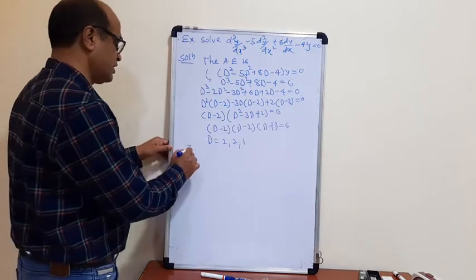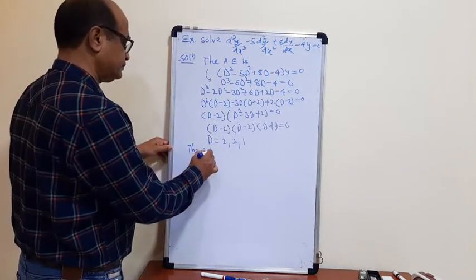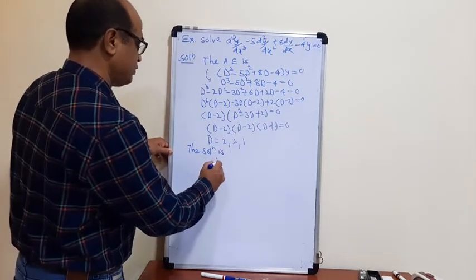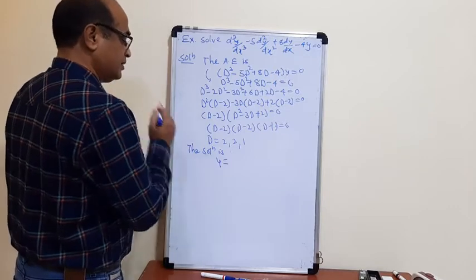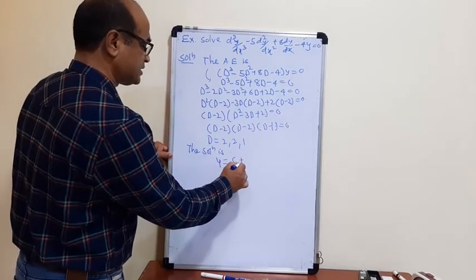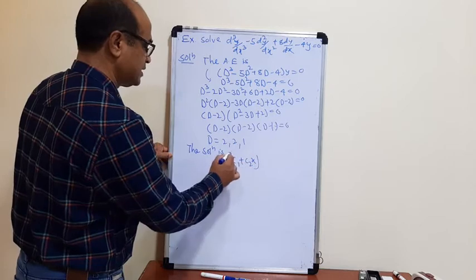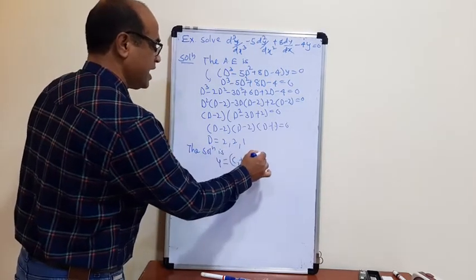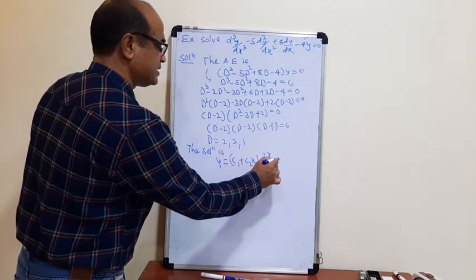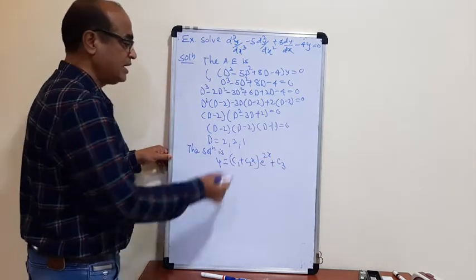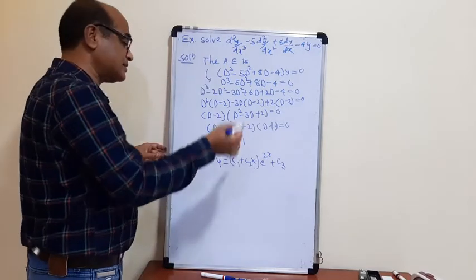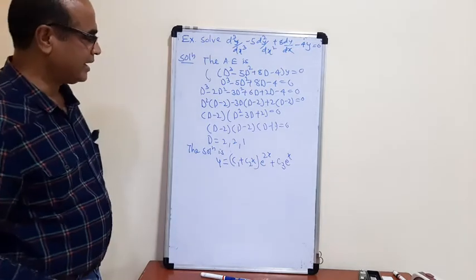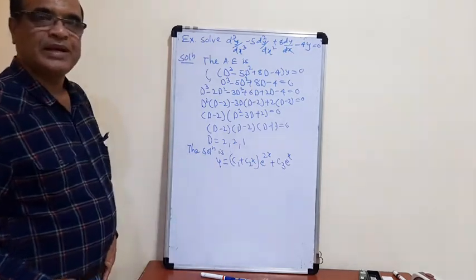So what is the solution? Therefore the solution, using the formula here, is y is equal to (c1 plus c2x) into e raised to 2x plus c3 e raised to m3x, e raised to x. So this is a very simple example.